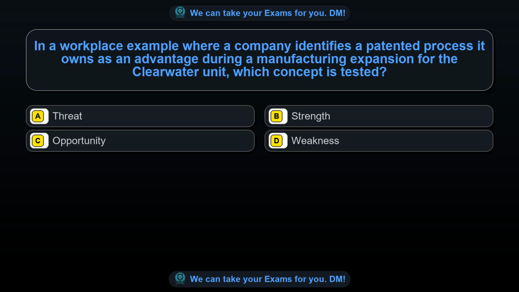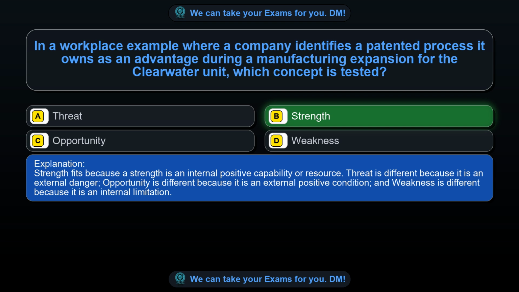Question 1. In a workplace example where a company identifies a patented process it owns as an advantage during a manufacturing expansion for the Clearwater unit, which concept is tested? Option A, threat. Option B, strength. Option C, opportunity. Option D, weakness. The correct answer is option B, strength. Strength fits because a strength is an internal positive capability or resource. Threat is different because it is an external danger, opportunity is different because it is an external positive condition, and weakness is different because it is an internal limitation.